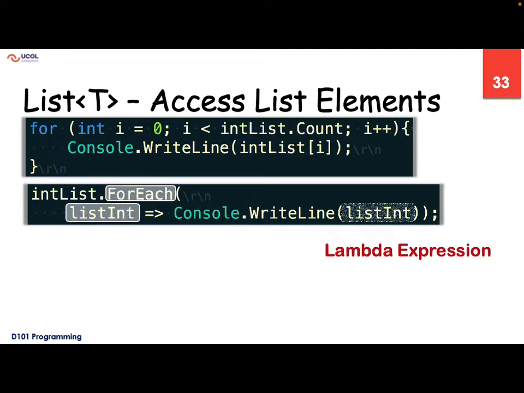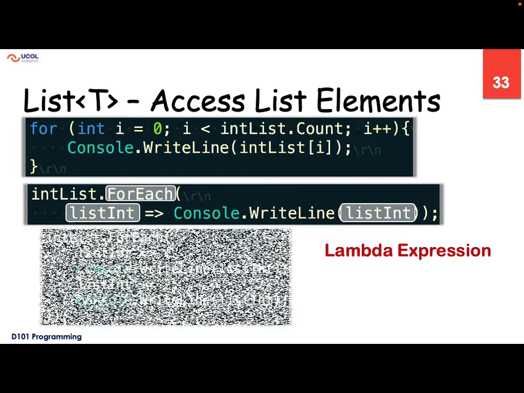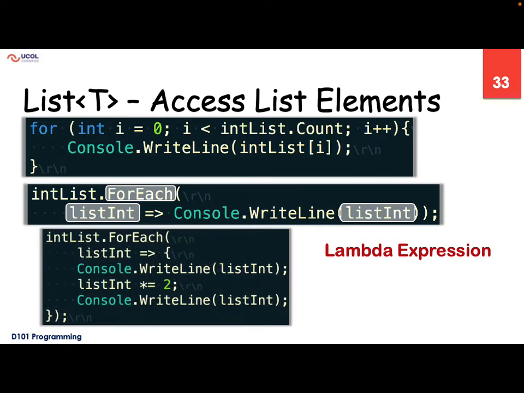Lambda expression, it is printing. So, this list integer is going to change every time: first element, second element, third element, fourth element, whenever it is for each iteration. Here, if we have multiple statements in that lambda expression, then you have to write those brackets. So, we are printing the things, we are multiplying that number by 2, and again printing the list.